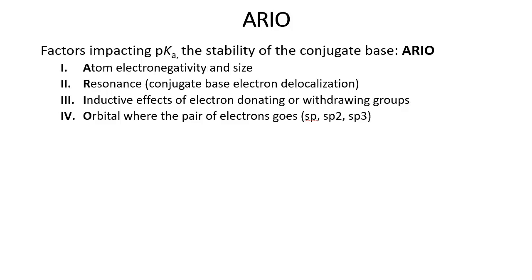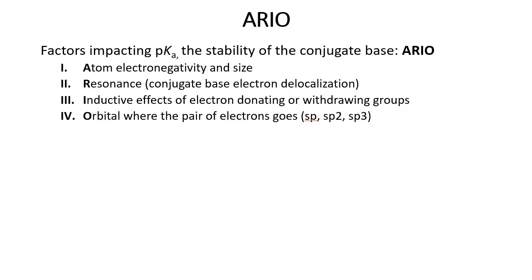Resonance is the second factor. So once you form that conjugate base, if those electrons are able to delocalize or move across different parts of the molecule, it makes for a much more stable conjugate base. Next, we have induction. Inductive effects of electron donating or electron withdrawing groups are going to impact the pKa value. Specifically, if we have very electronegative groups near where that negative charge is, there's going to be a pull of electron density stabilizing the negative charge.